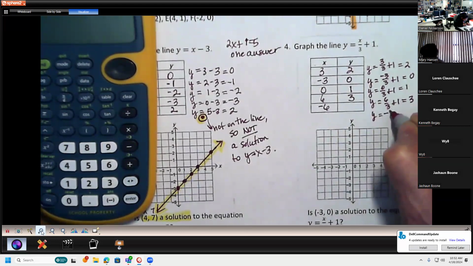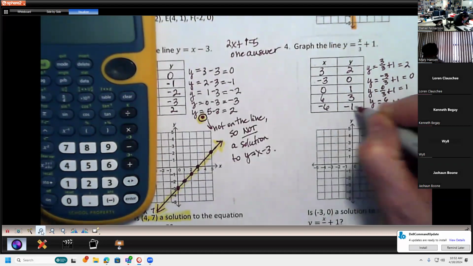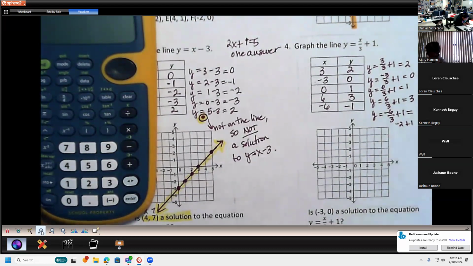And the last one, negative 6 divided by 3 plus 1. Negative 6 divided by 3, the signs are different. So my answer is negative 2 plus 1. Now my signs are different, but I'm adding, so I subtract the numbers and I keep the sign of the larger value. So I subtract 2 and 1 and get 1, and 2 is bigger than 1, so I keep it negative. Okay. You technically don't need 5 points to graph the line.